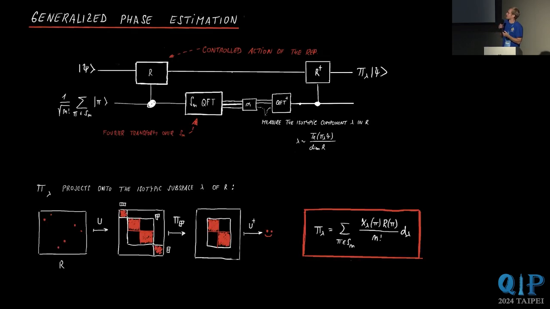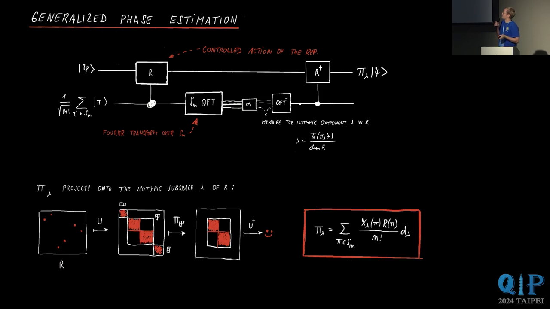Another known tool that we'll exploit here is the generalized phase estimation. As far as I know, this has been derived by Aram Harrow in his thesis, and it is an algorithm that allows you to project onto isotypical components of quantum states. So what this means is that if you take a quantum state psi that lives in a representation space of representation R, so this is the space that you're acting on by representation R, and you apply the circuit, you can basically use it to implement the projection of your psi onto the isotypical subspace of your Hilbert space.